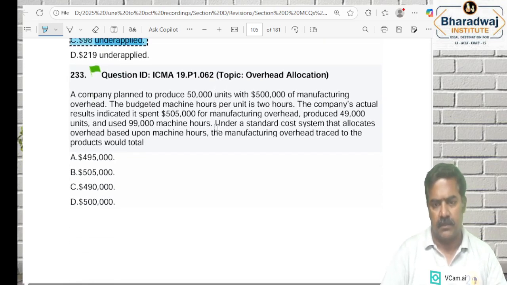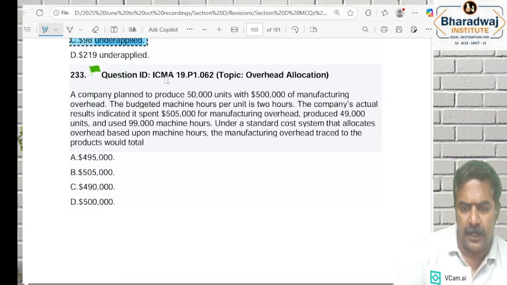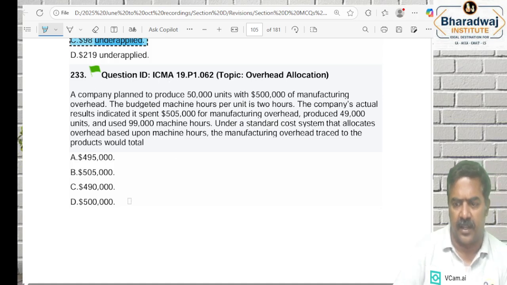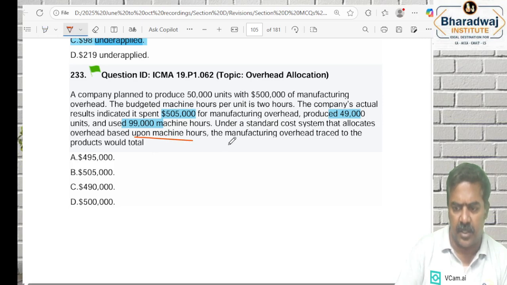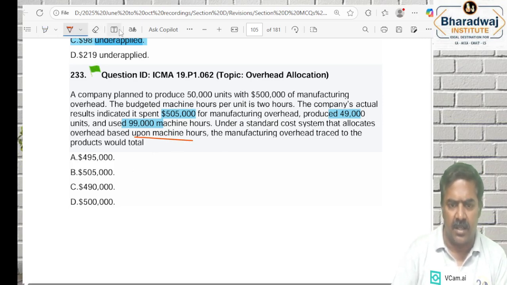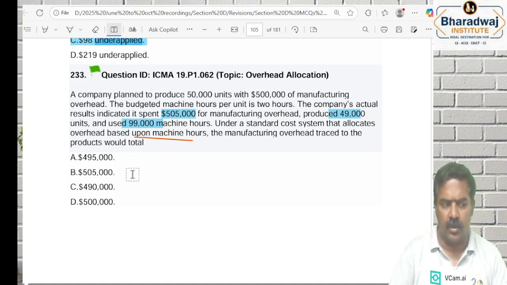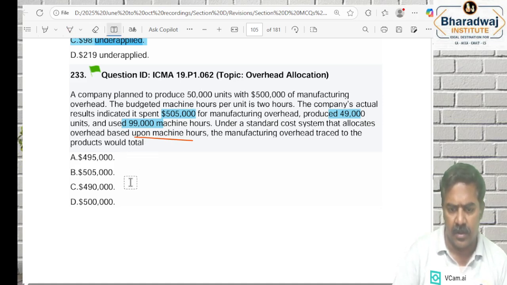Read the next one. A company planned to produce 5,000 units with 5 lakhs of manufacturing overheads. The company actually spent 5,05,000, producing 49,000 units using 99,000 hours. Under the standard costing system that allocates overheads based on machine hours, the manufacturing overheads traced to the product will be, in standard costing, what is allowed. We will see. Allowed for these units.